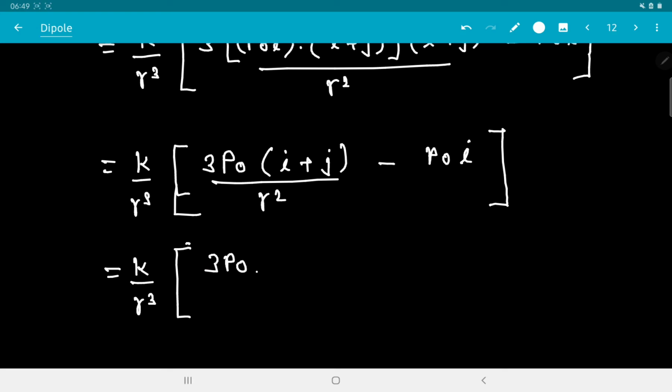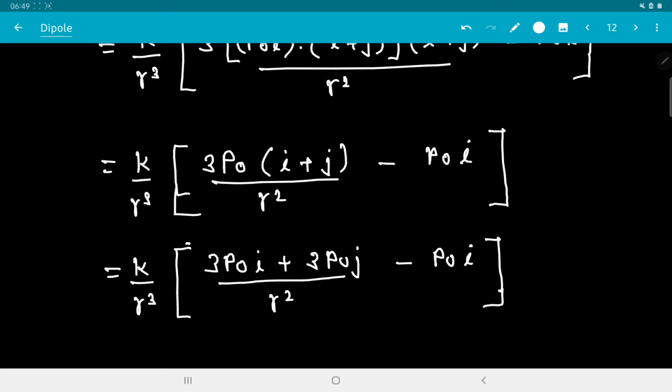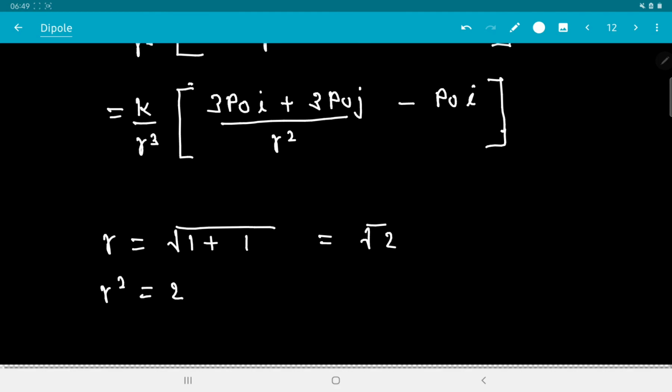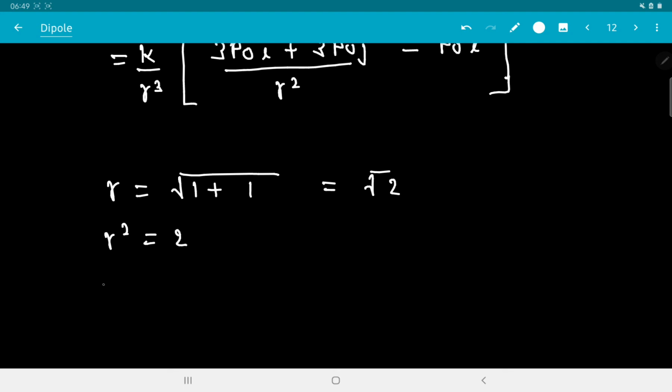We'll get 3 p naught I cap plus 3 p naught j cap divided by r square, minus p naught I cap. Okay, the magnitude of r will be 1 square plus 1 square, that means we'll get root 2, and r square we can write as 2. R cube also we'll try to find.